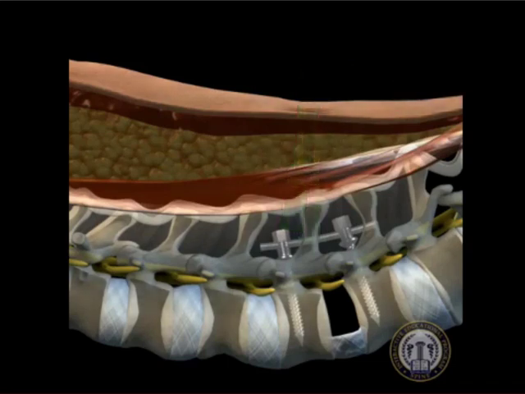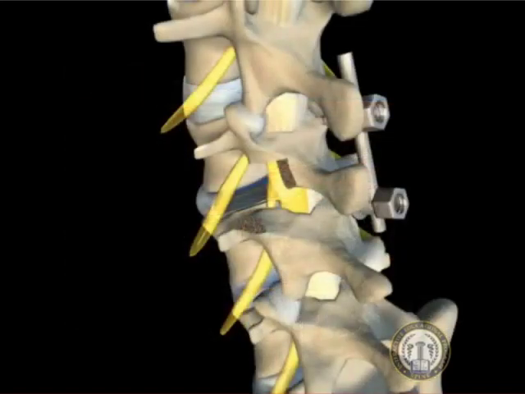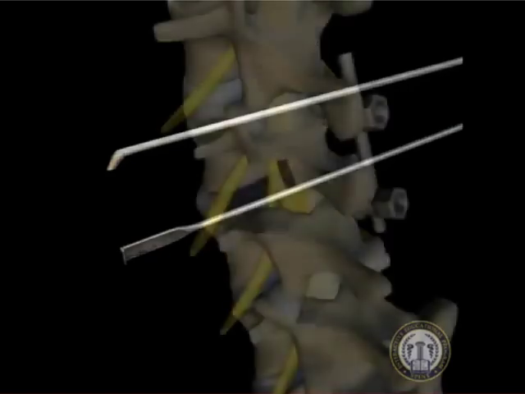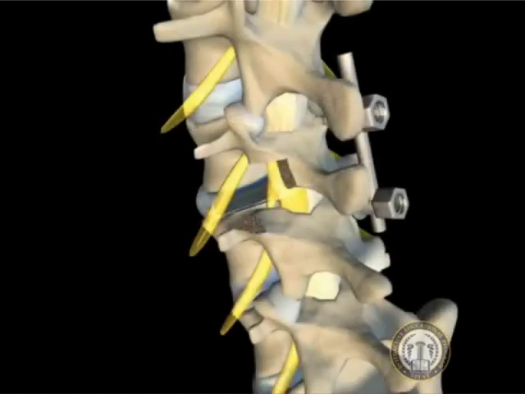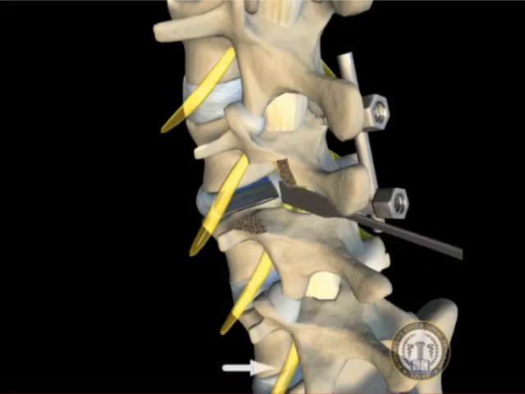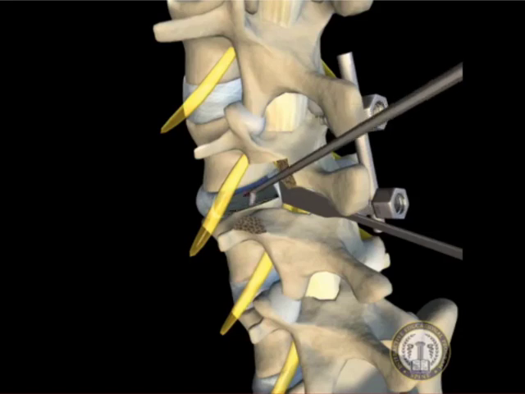Once the optimal interspace distraction has been achieved, end plate preparation is performed using a series of down-pushing curettes and end plate scrapers. A small retractor is used to protect the traversing nerve root, and the exiting nerve root may need to be slightly elevated if performing an L5 to S1 fusion. The cartilaginous end plates are then removed and the bony end plates are decorticated but left structurally intact.